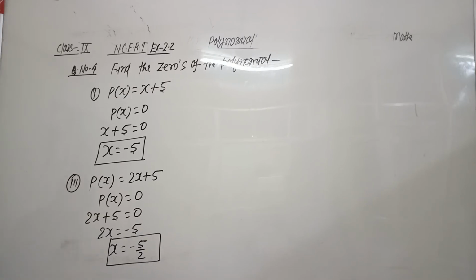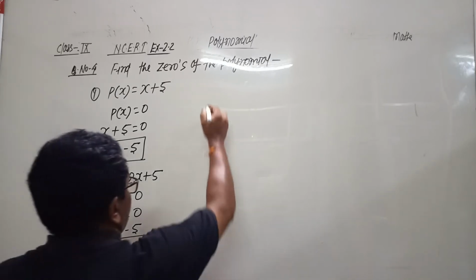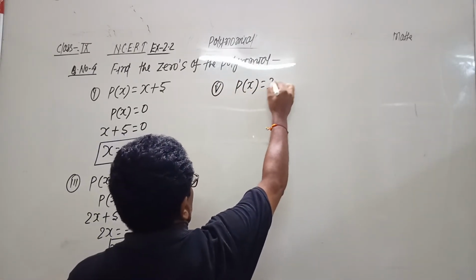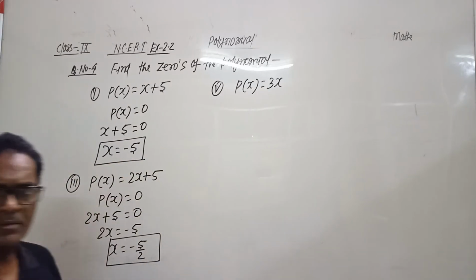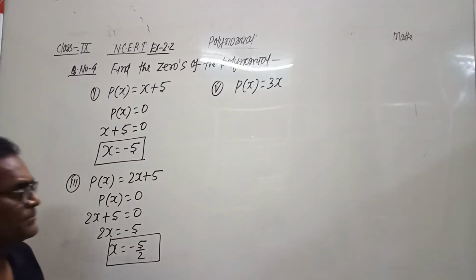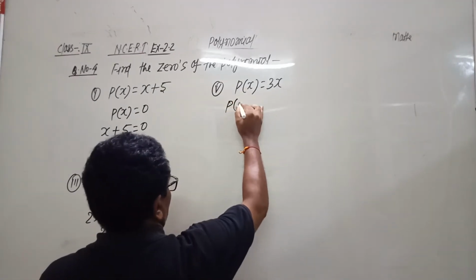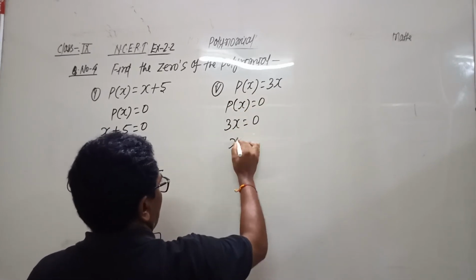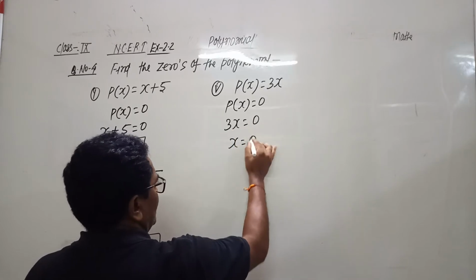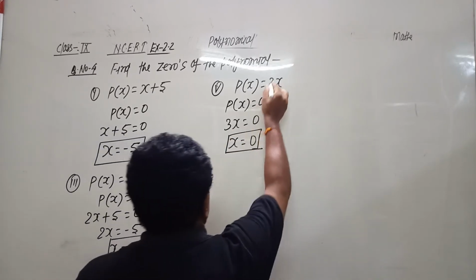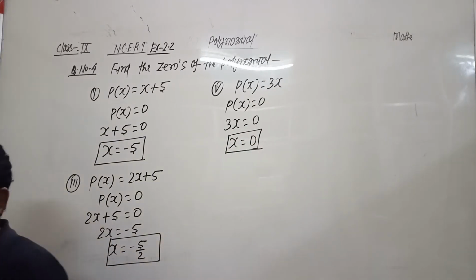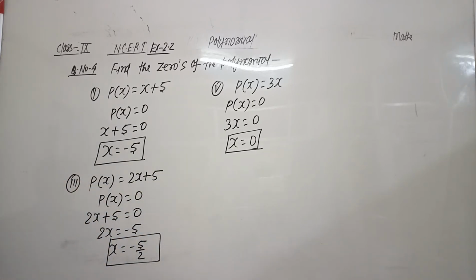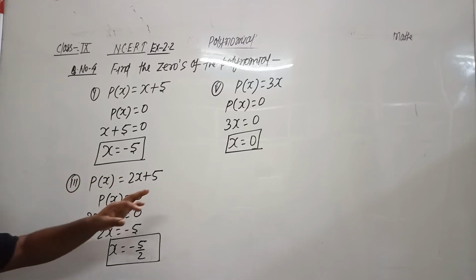Another part is p(x) equals 3x, and we have to find the zeros of the polynomial. So we make p(x) equals 0. This means 3x equals 0 and the value of x is 0 by 3. So x equals 0 is the zero of the given polynomial.